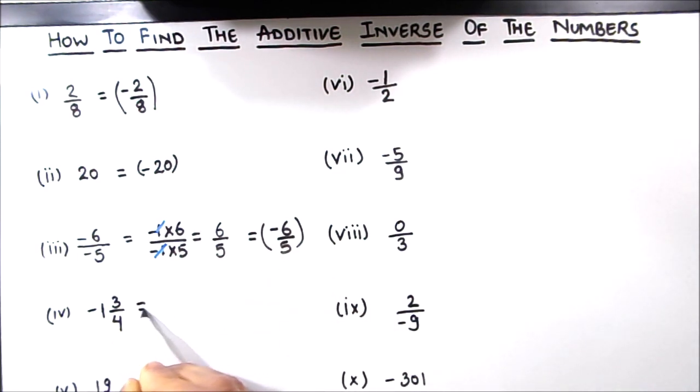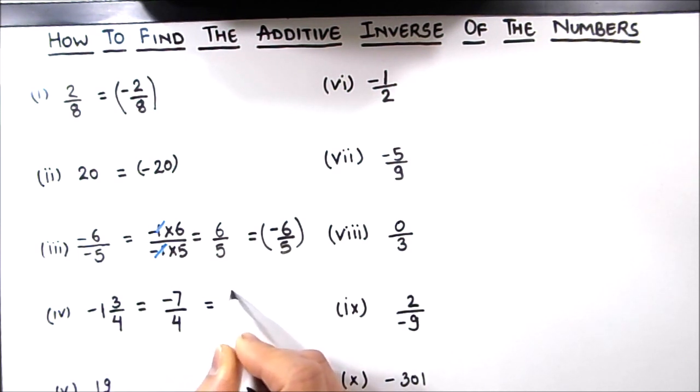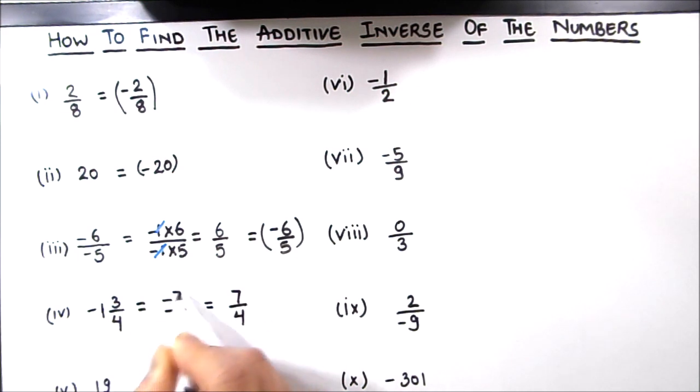Now the next number is a mixed fraction. For finding the additive inverse of a mixed fraction, we need to first convert it into an improper fraction. So 4 times 1 is 4 plus 3, which is 7. So this mixed fraction will be -7 by 4 as an improper fraction. Now the additive inverse of -7 by 4 will be +7 by 4, because when we add +7 by 4 to -7 by 4, we'll get the result as 0.